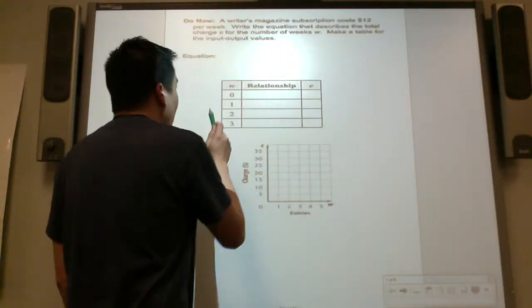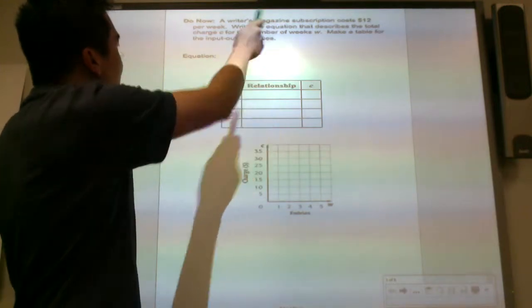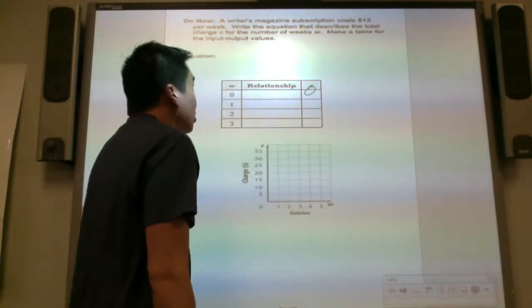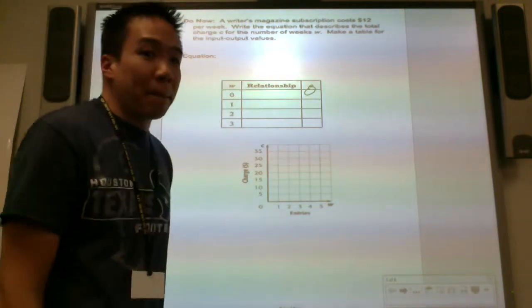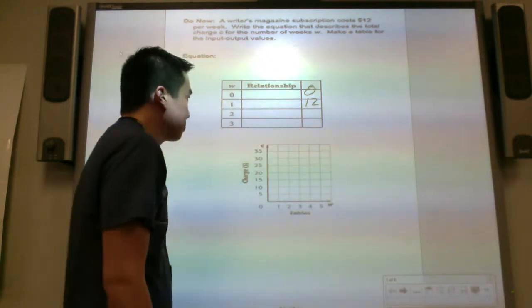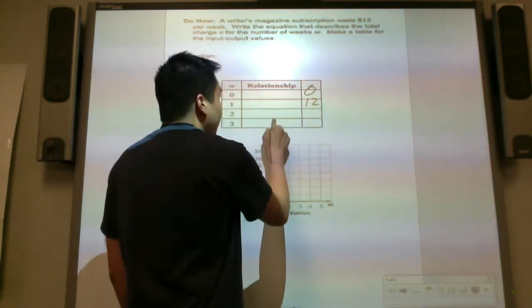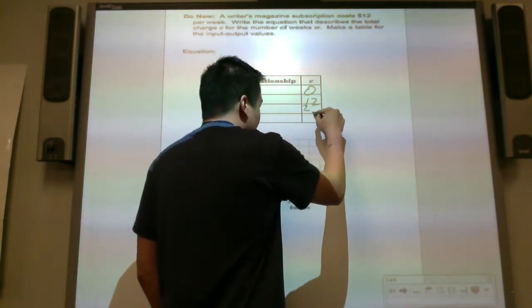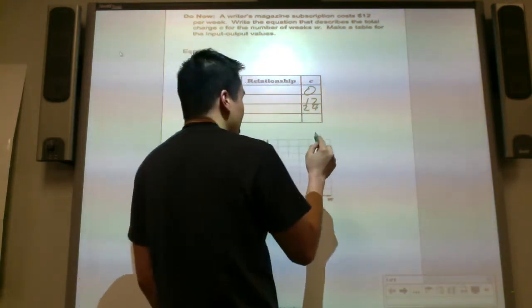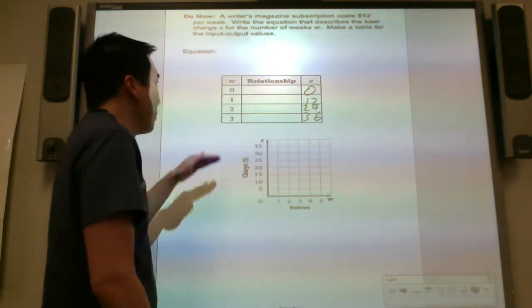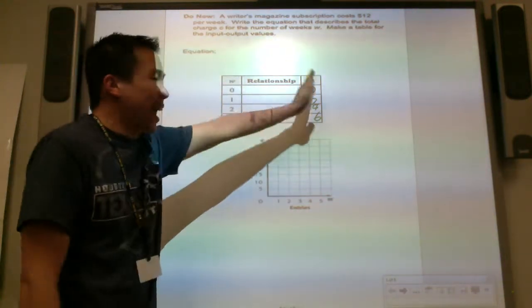So in 0 weeks, he'll make $0. He won't make any money. So again, it costs $12 per week. In the first week, he'll make $12. In the second week, he makes another $12, so $24. In the third week, he makes another $12, so $36. So what is the relationship between W, the weeks, and the cost?